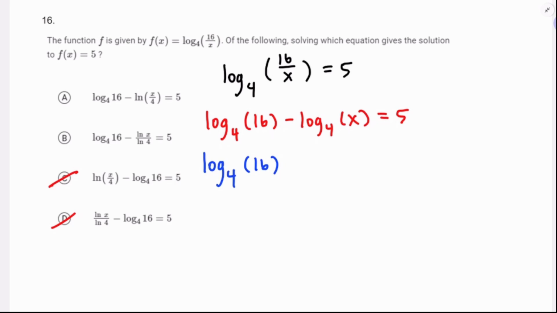But if we're going to change bases, we're going to decide what our base is first. The base is going to be natural log. And then the number that goes in the argument of the numerator is going to be the original argument, the number that was higher in the first place. And the argument of the denominator is the base of the original. And that's going to equal 5. And that's why I've got answer choice B here.